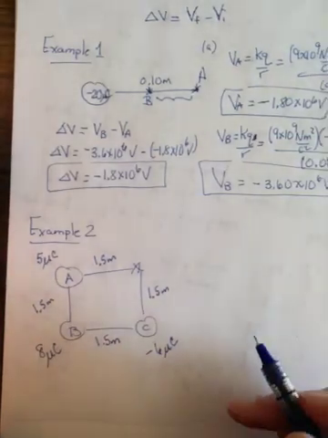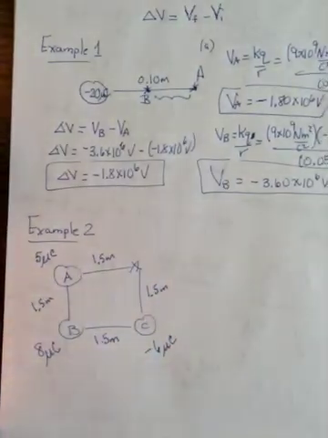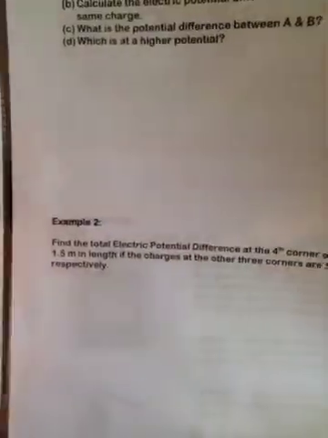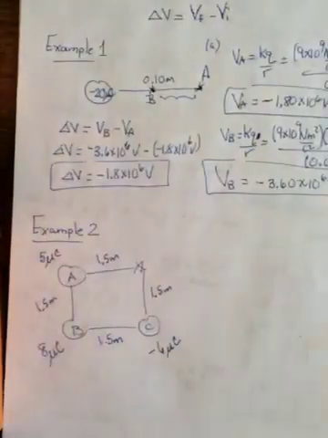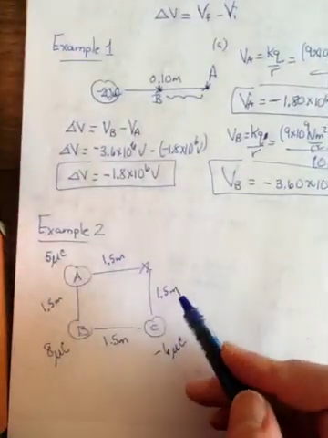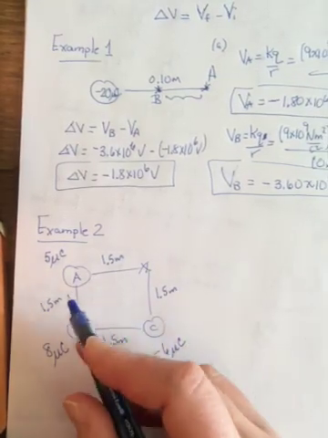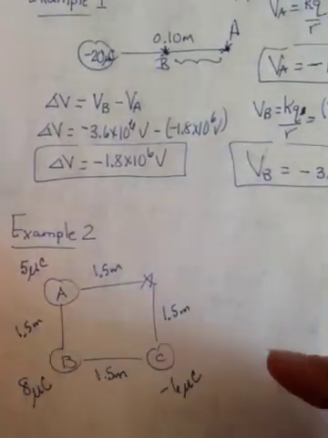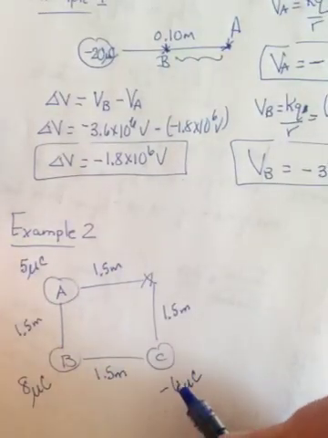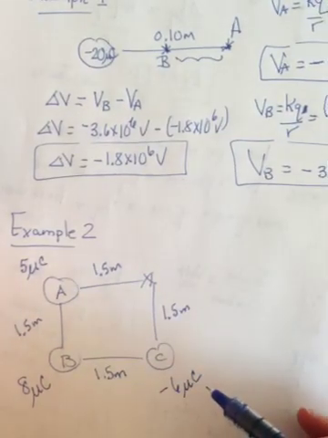Okay, so where we left off at the last video was looking at example 2 for electric potential difference. The question wants you to find the total electric potential difference at the fourth corner of a square whose sides are 1.5 meters long. And the charges at the other three corners are 5, 8, and -6.